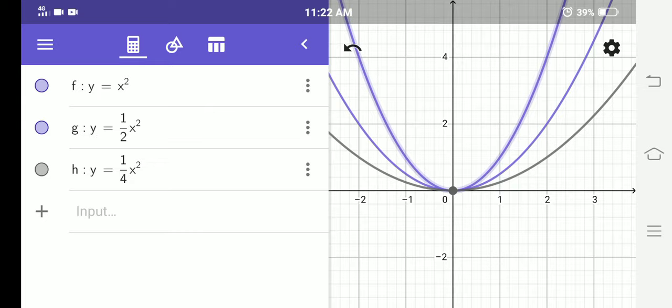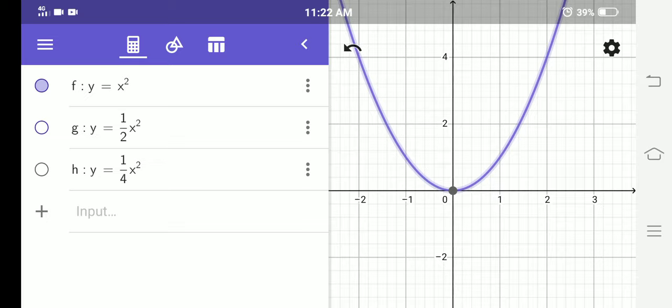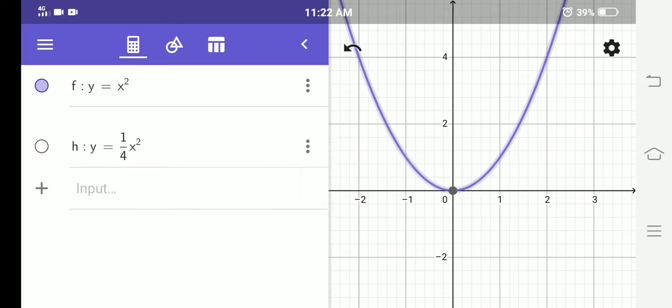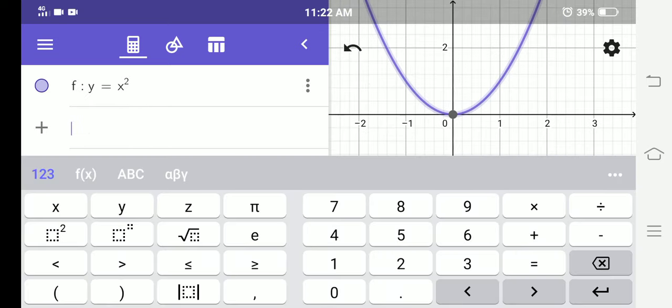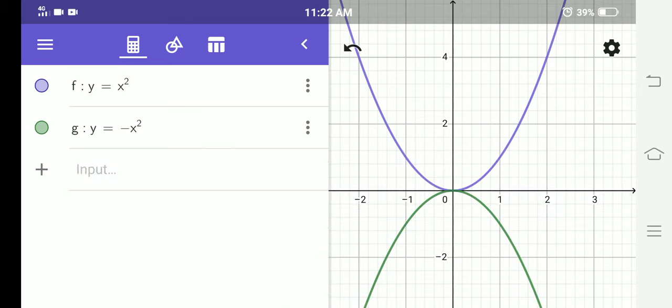Okay? So now, how about making the sign of your a negative? Initially, yan yung parabola natin, y is equal to x squared. Let's make the value of your a negative. Y is equal to negative x squared. Ano nangyari?